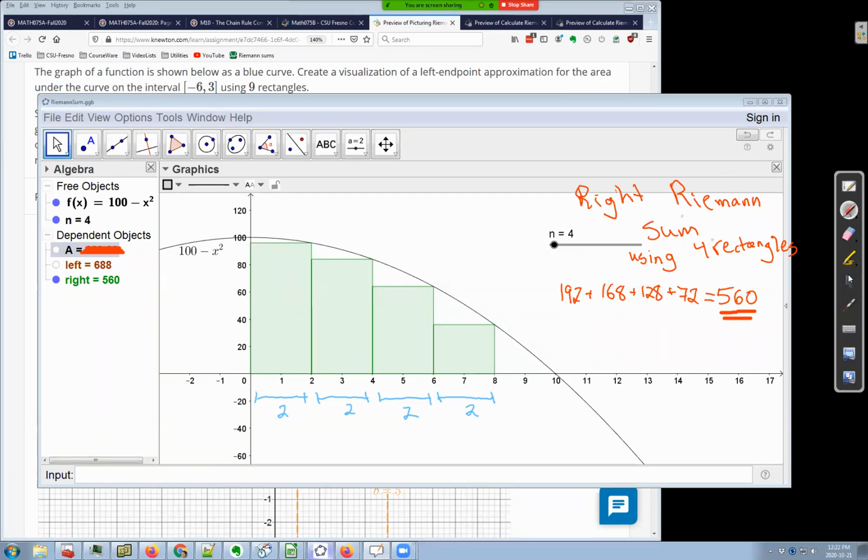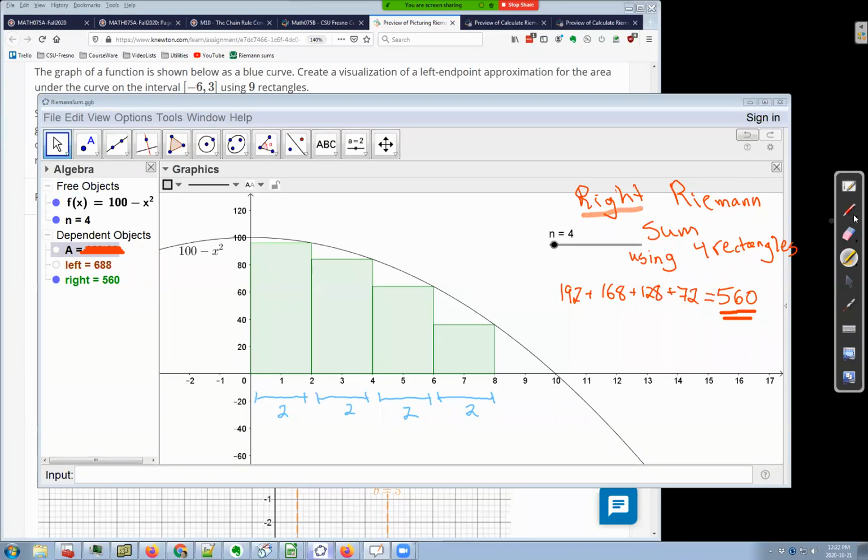Okay, so the idea is Riemann, that was the name of a person. So Riemann, that was the name of the German mathematician who came up with this idea. And why do we call it a right? Why do we call it a right Riemann sum?